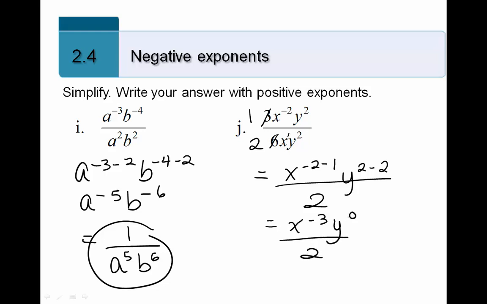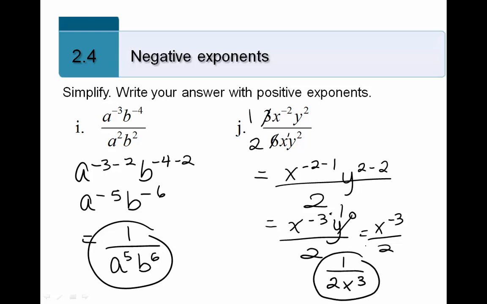Recall that anything raised to the 0 power is equal to 1, and x to the negative third times 1 is just x to the negative third. The reciprocal of x is 1 over x. That will take my x to 1 over x. That takes my x to the bottom to make my exponent positive. So I have 1 over 2x cubed.